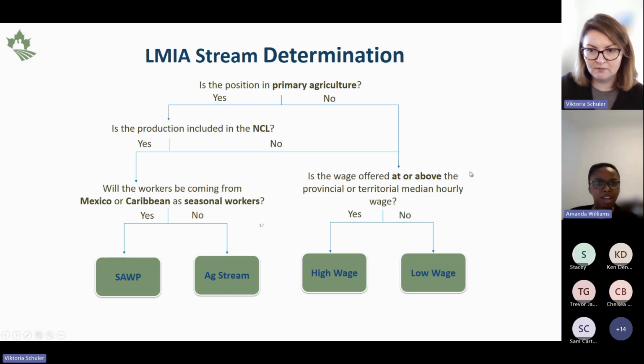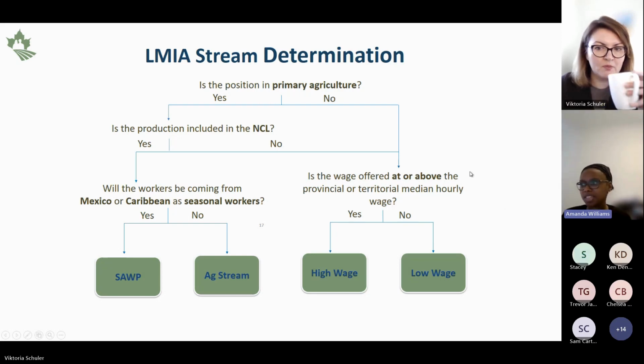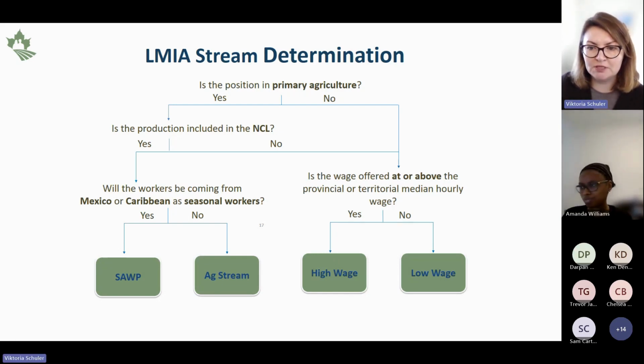So Victoria, we also have a question in the chat from Stacy. Does the high wage stream have a cap on high 20% and the low wage stream, and also high wage stream? High wage stream doesn't have a cap, but it has so-called transition plan.